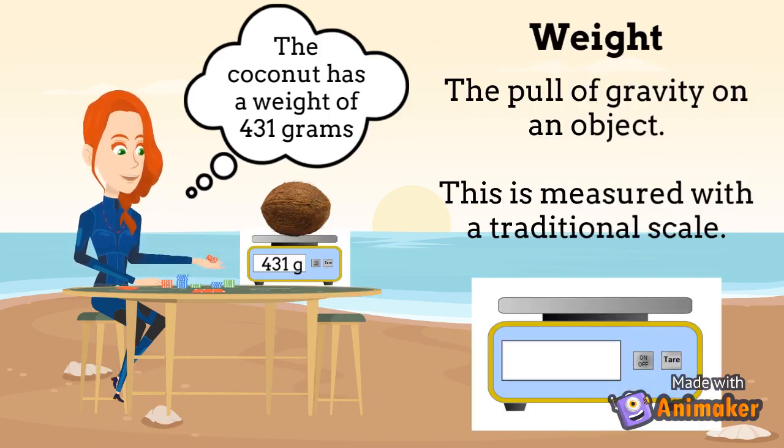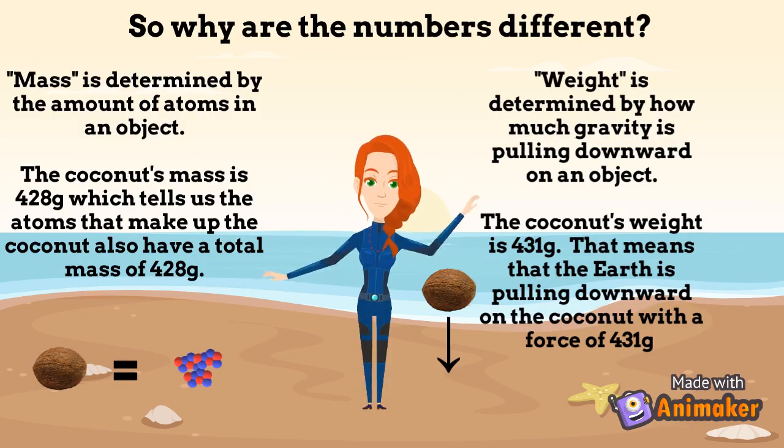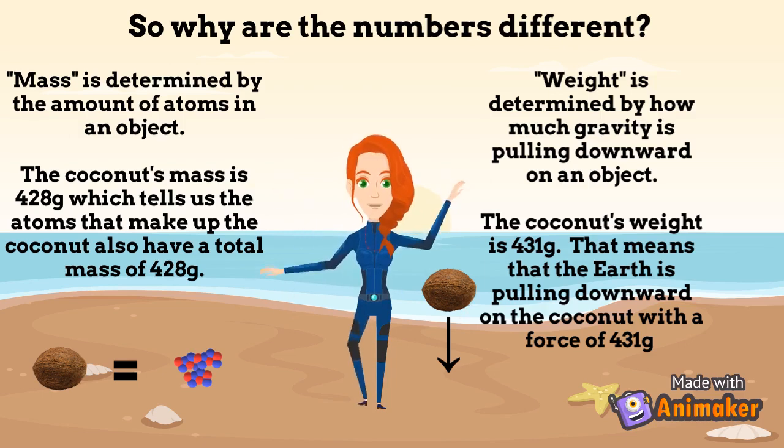Weight is the pull of gravity on an object. This is measured with a traditional scale, like what you're used to seeing in your bathroom or in your kitchen. So the coconut has a weight of 431 grams. So why are the numbers different?